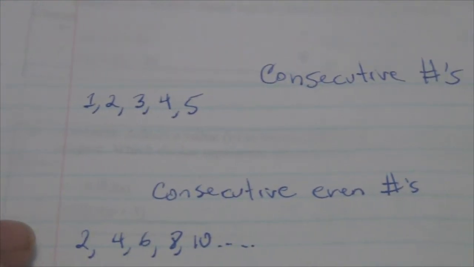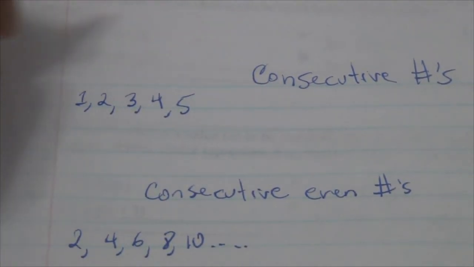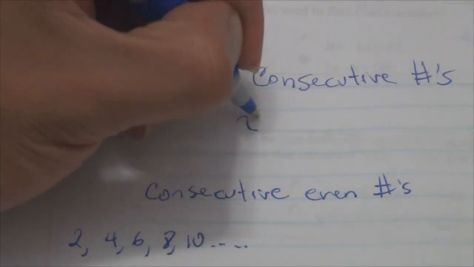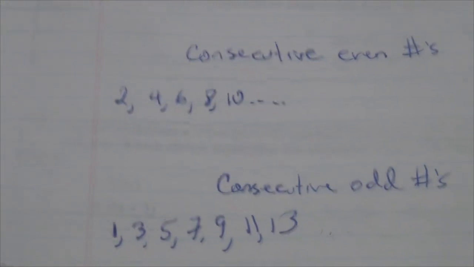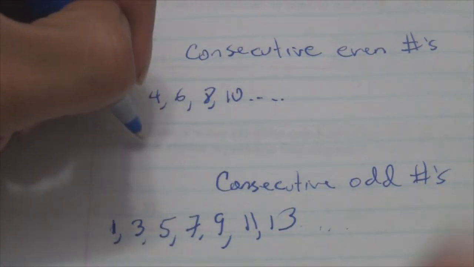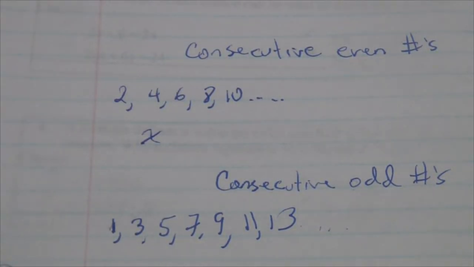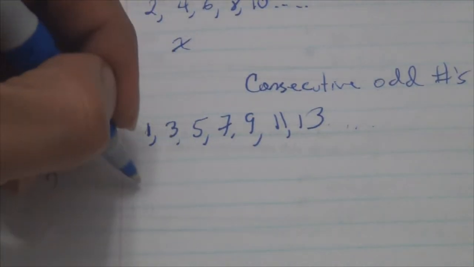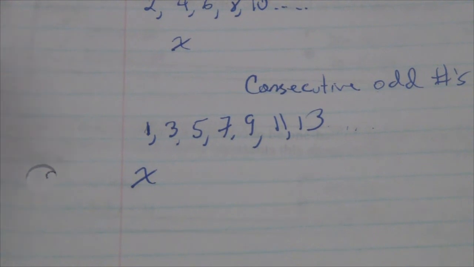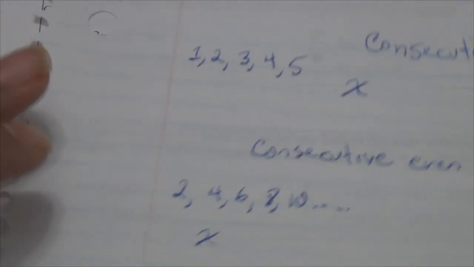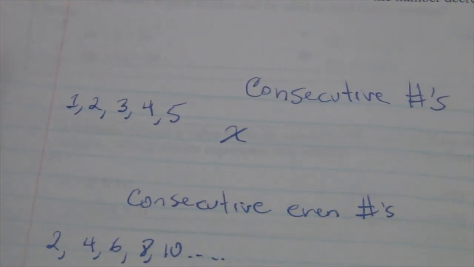Okay, so now, let's say you don't know the numbers. Then I'm going to give you the greatest advice of your life. When you don't know your numbers, your first number is going to be x. Consecutive odd numbers, your first number is always going to be x, or a or n or whatever. It really doesn't matter.